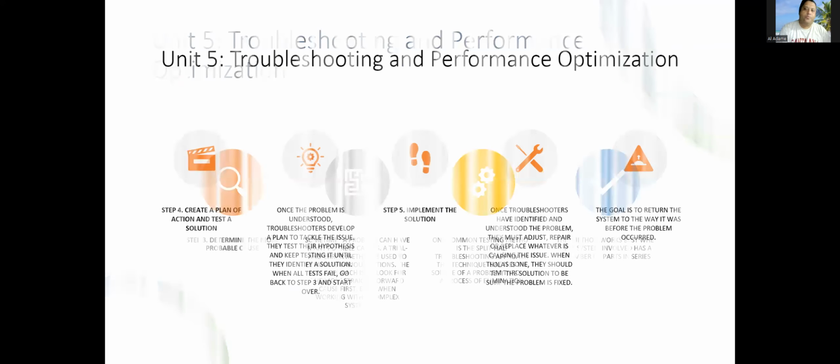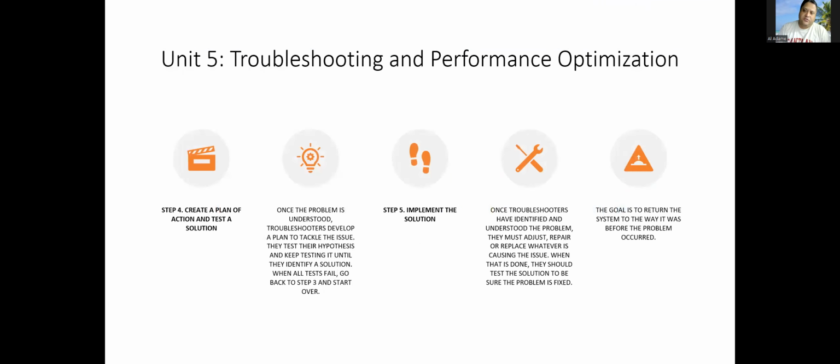So step 4, create a plan of action and test a solution. Once the problem is understood, troubleshooters develop a plan to tackle the issue. They test their hypothesis and keep testing it until they identify a solution. When all tests fail, go back to step 3 and start over. Pretty straightforward. Step 5, implement the solution. Once troubleshooters have identified and understood the problem, they must adjust, repair, or replace whatever is causing the issue. When that is done, they should test the solution to be sure the problem is fixed. The goal is to return the system to the way it was before the problem occurred.